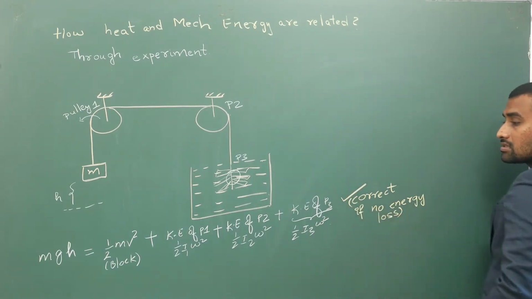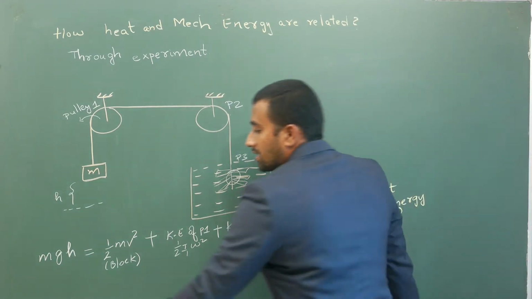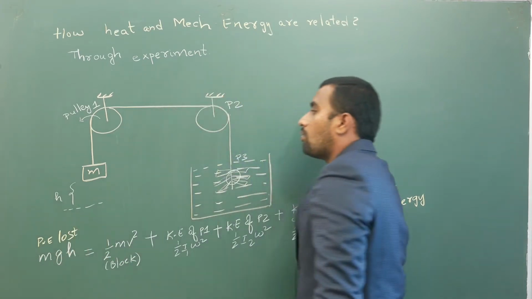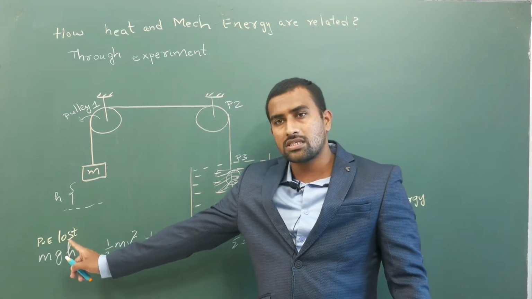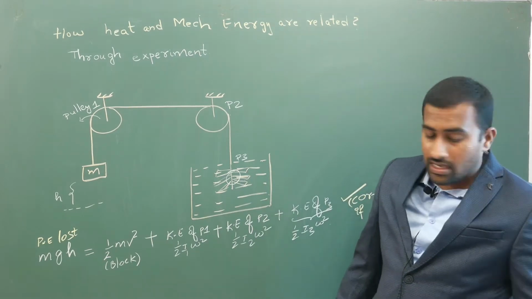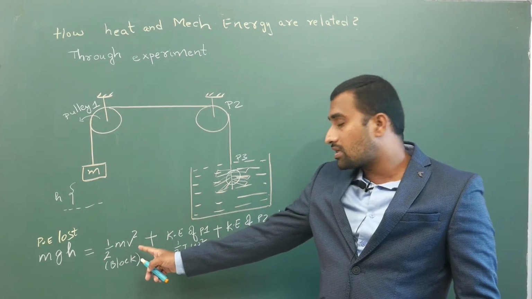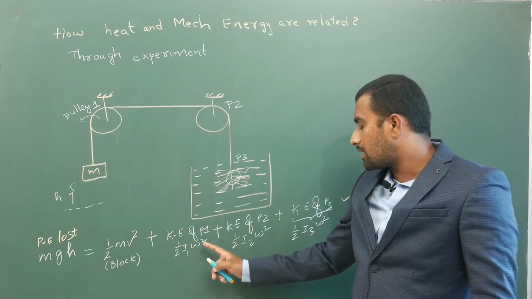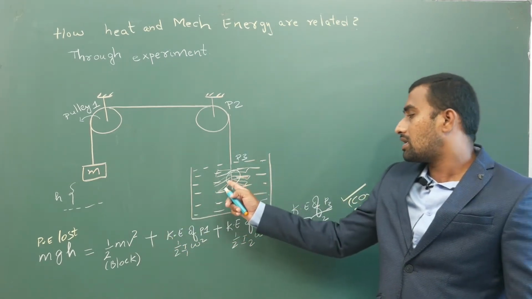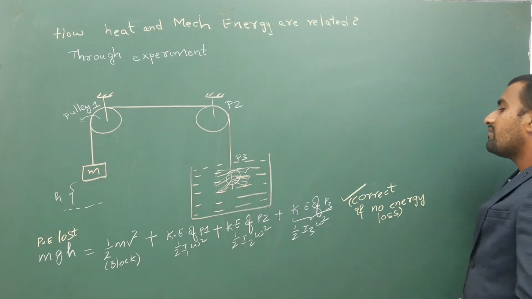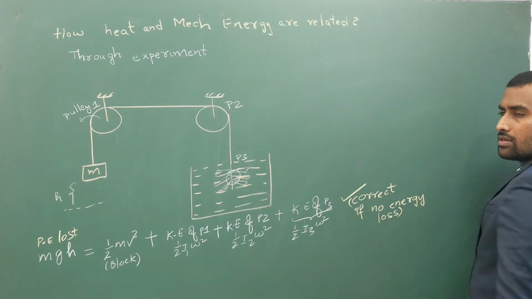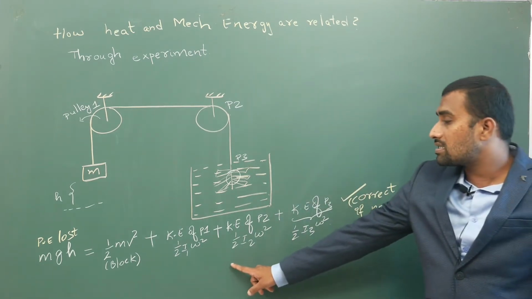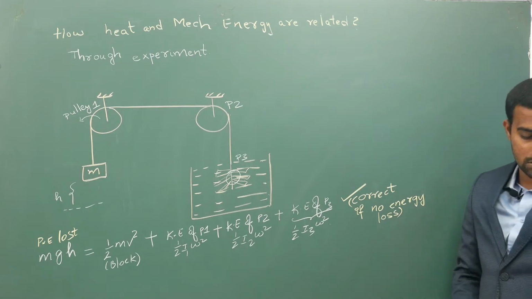If there is no energy loss, whatever potential energy is lost, this part here, will get converted into the kinetic energy of this block plus the kinetic energies of these 2 pulleys as well as this 3rd pulley. And if there is any other equation, depending upon the system you can substitute, but in this case this equation is correct if there is no energy loss.